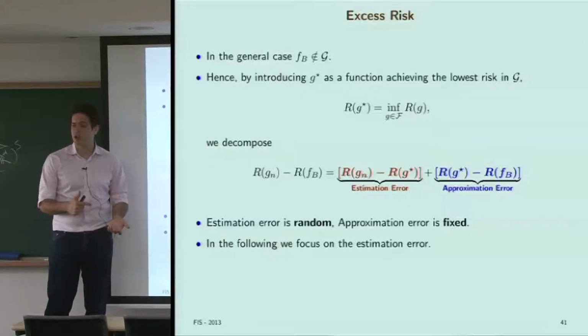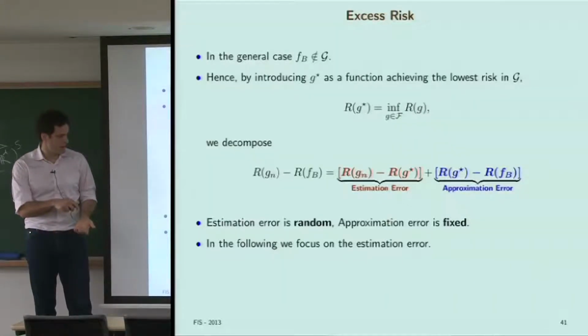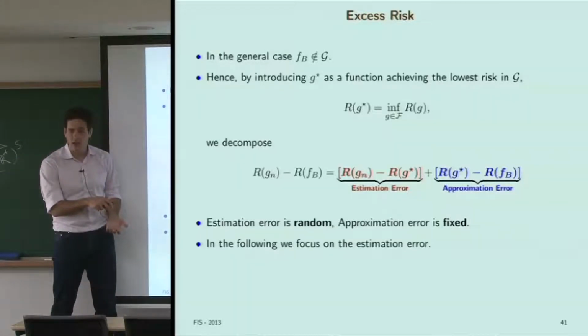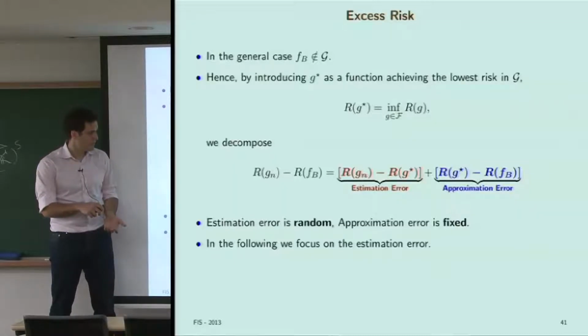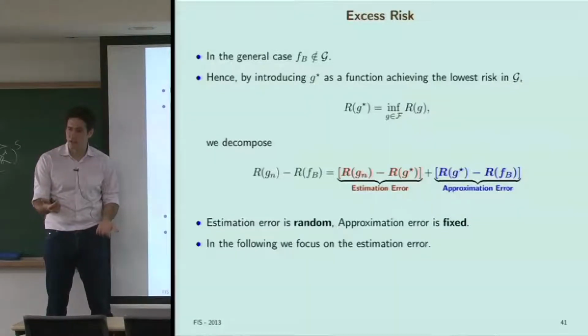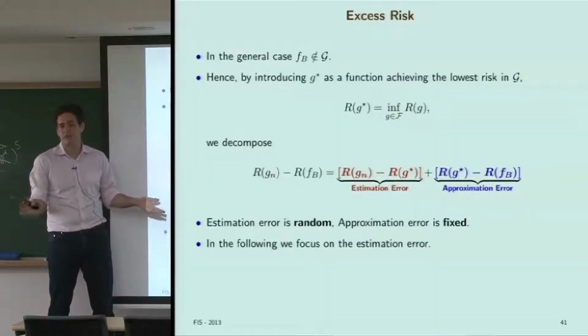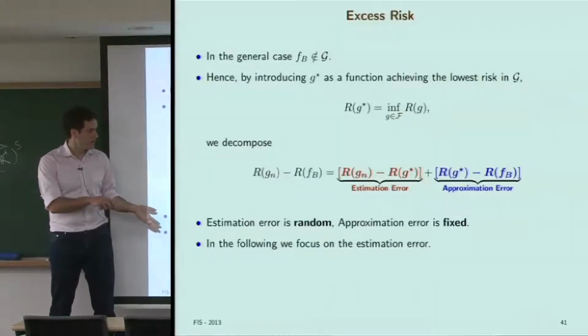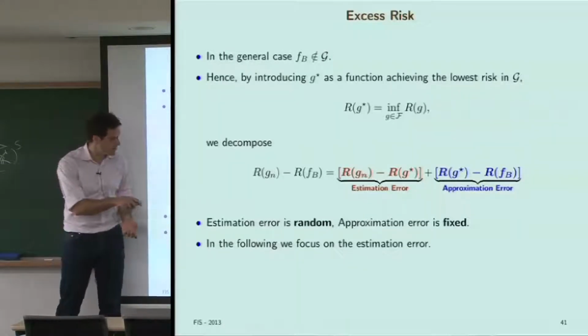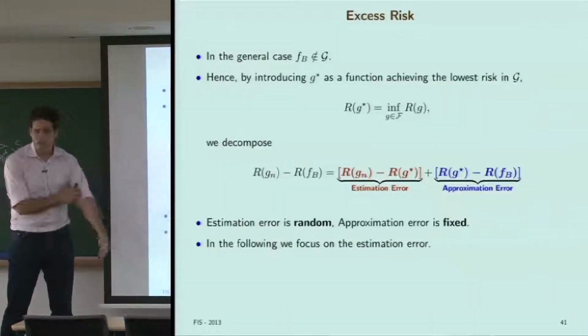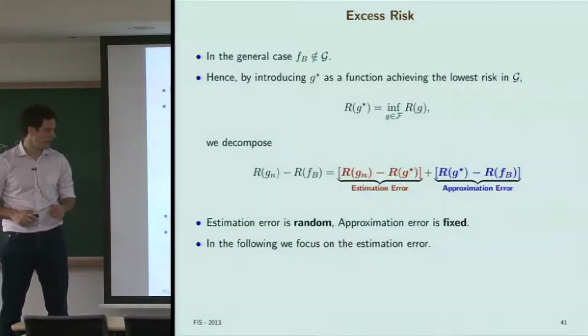The one part which is more interesting, actually, is the estimation error. Why? Because this part actually depends implicitly on the number of points. You can expect that if n, the number of points, goes to infinity, then Gn will converge to G star. And that's the best that we can do. This doesn't depend on the number of points. This depends on the number of points. And this is what we really want to measure, actually. So this is why we will focus on the estimation error.